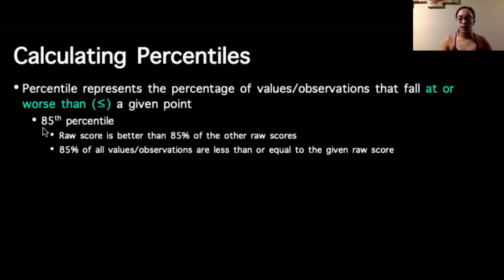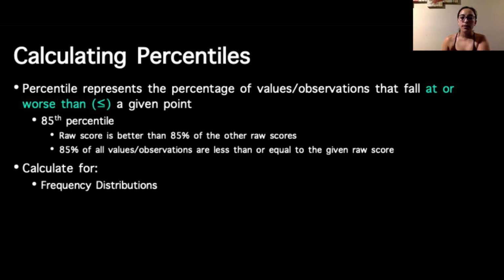Just for an example of how we might put a percentile into words, if somebody had a raw score at the 85th percentile, that raw score is better than about 85% of the raw scores that lie within the sample and/or the population. We can also say that 85% of all the values or observations are less than or equal to the given raw score. Again, less than or equal to is a very loosely used term here, and would be entirely dependent on the scale of the units of measurement that have been used.